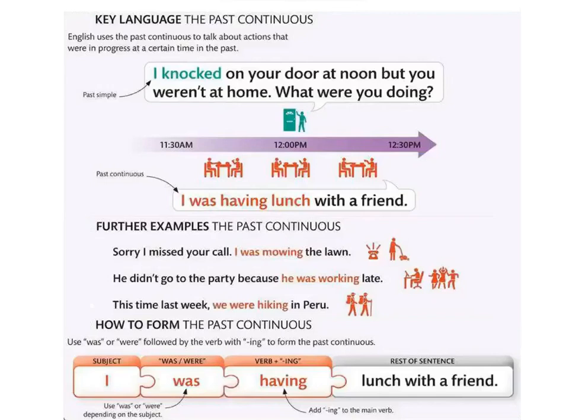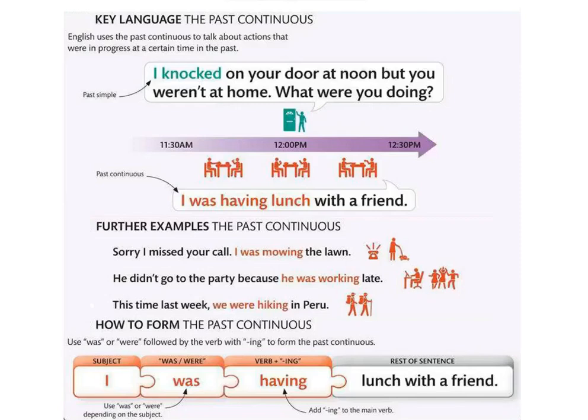So we used here the past continuous, as you can see, to describe an action that took some time in the past. Maybe they started having lunch at 11:30 a.m. till 12:30 p.m. So it took like 1 hour to have lunch. So it really took some time. It was in progress in the past.